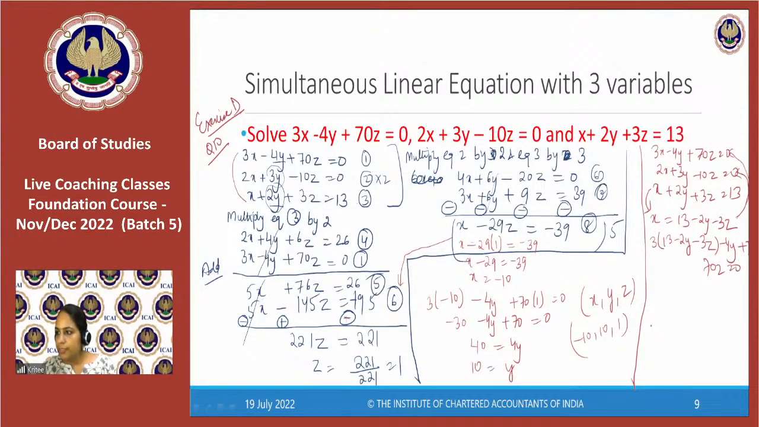I hope you're getting this. Yes, Diksha is writing exactly the same thing now. So this entire equation now becomes 39 minus 2y minus 9z minus 4y plus 70z equals 0. So it is 39 minus 6y plus 61z equals 0.